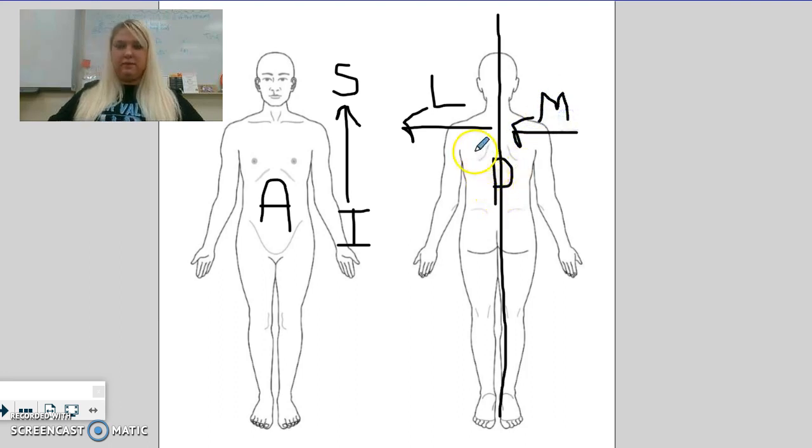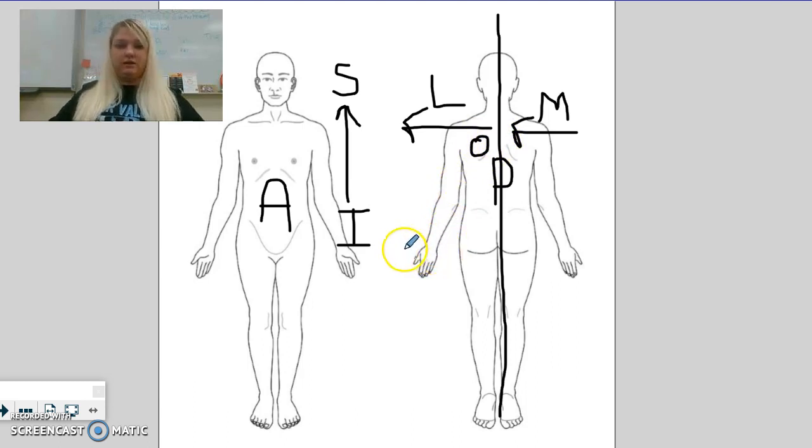So for example, let's look at the shoulder blade. So here's your shoulder blade area. We would say that the shoulder blade is medial compared to the wrist because the shoulder blade is closer to the midline compared to the wrist.